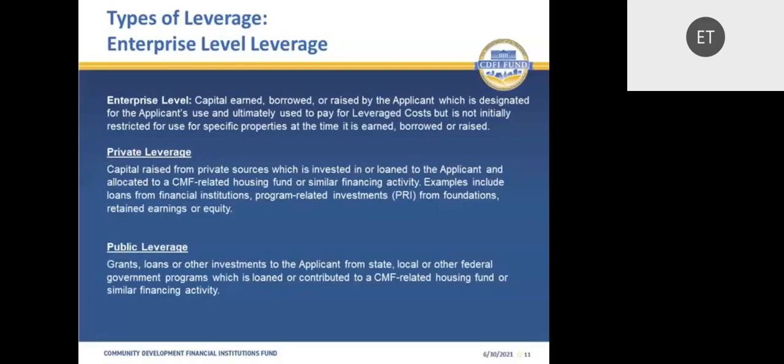For private leverage, this refers to capital from private sources, which is invested in or loaned to the applicant and allocated to a CMF-related housing fund or similar financing activity. Examples can include loans from financial institutions, program-related investments from foundations, retained earnings, or equity. Public leverage includes grants, loans, or other investments to the applicant from state, local, or other federal government programs, which is loaned or contributed to a CMF-related housing fund or similar financing activity.